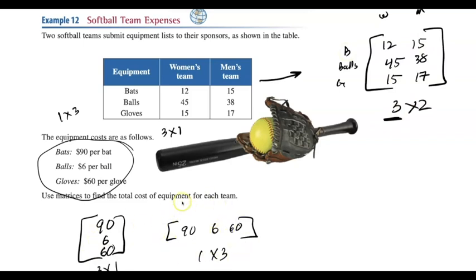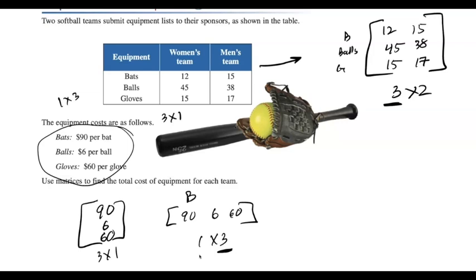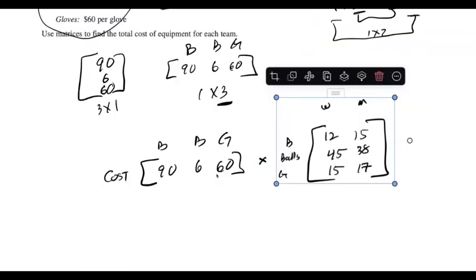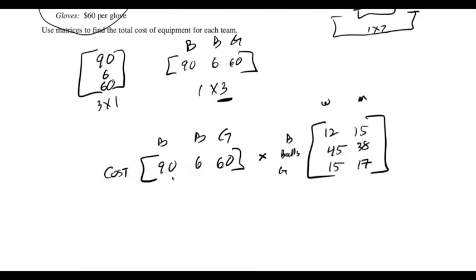Actually, I'm going to have to write it this way, because this, bats, balls, and gloves, remember when you multiply matrices, you want the inside two to match. So I'm going to write it this way. We can multiply our 1 by 3 matrix by our 3 by 2 matrix. And then these guys will match, and I would get a 1 by 2. So I'm going to write our 1 by 3 here. This is cost. Bats, balls, gloves is 90, 6, and 60. I'm going to multiply that by this guy here, like that. This is a 1 by 3. This is a 3 by 2. On the end of this, we're going to get a 1 by 2.